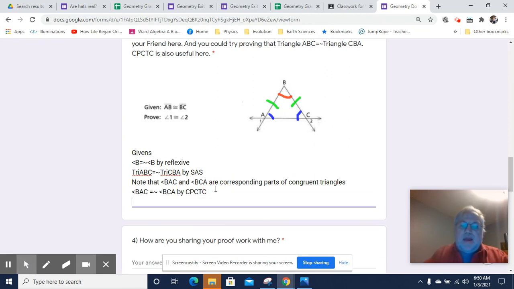And at this point, I can say that angle 1 is congruent to angle 2 because vertical angles of congruent angles are congruent. That's a theorem way back from 2.8. Okay, and then we're done. All right, I hope that helped.